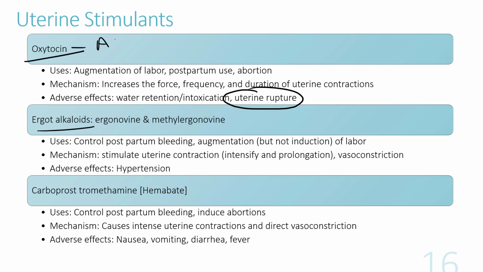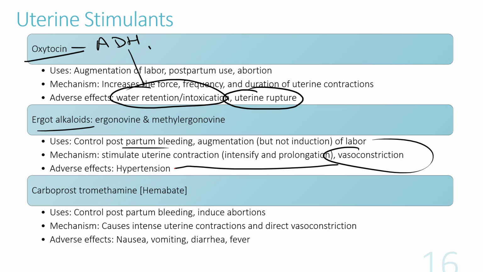Oxytocin is very similar in structure to ADH, and so it can cause water retention or intoxication the same way that ADH can. Alkaloids are used to control postpartum bleeding and to augment but not induce labor. And so again, it increases the intensity and the duration of uterine contraction, but it also causes vasoconstriction. And so this vasoconstriction is responsible for the hypotension as an adverse effect.